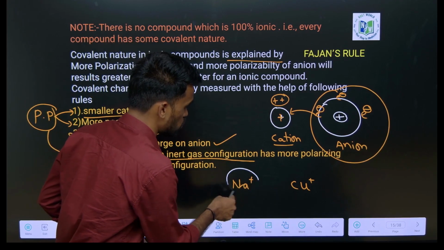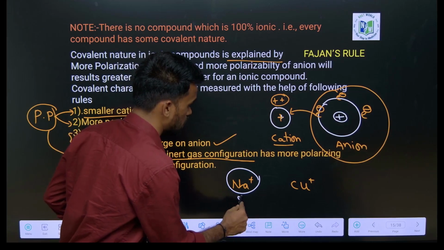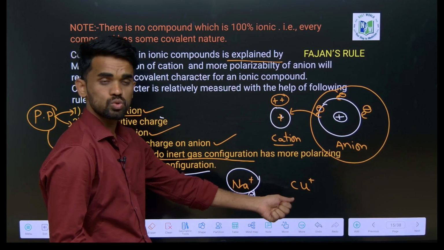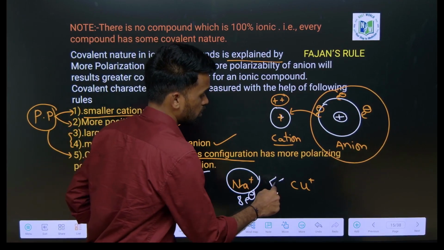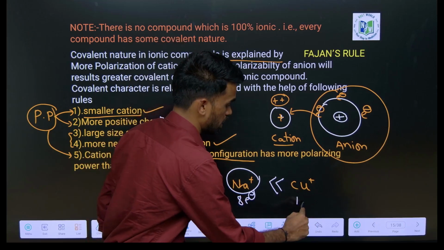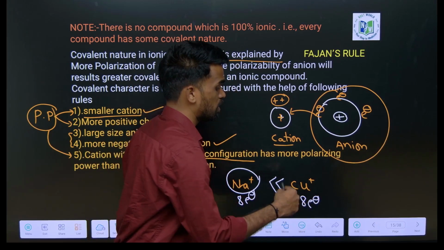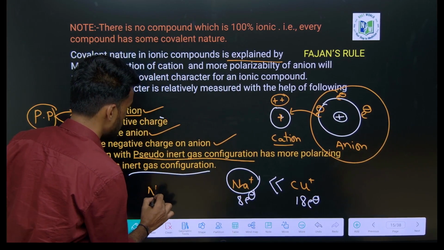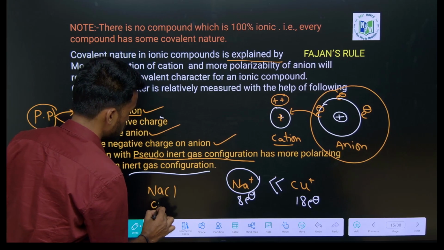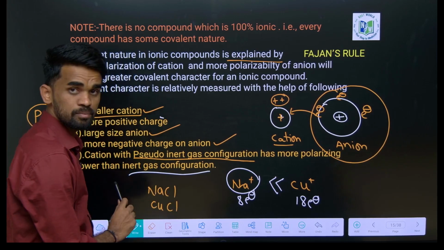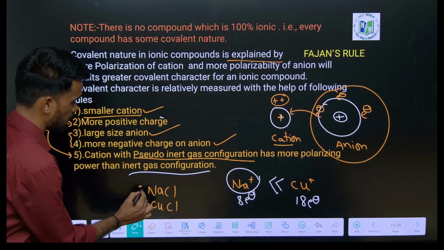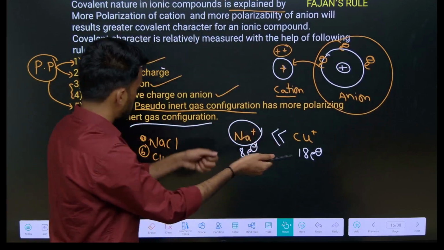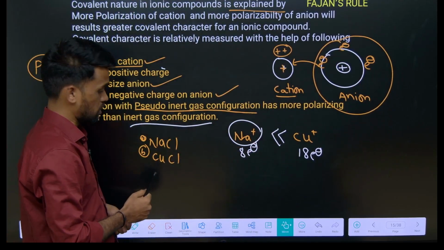If we consider sodium, it will have only 8 electrons. That is the normal inert gas configuration. So in these two cases, the one which has pseudo inert gas configuration, that is 18 electrons in the valency, will have more polarizing power. It means if I consider NaCl and CuCl, the anions are the same but the cations are different here. Which cation has more tendency to drag the negative charge of this chloride ion?